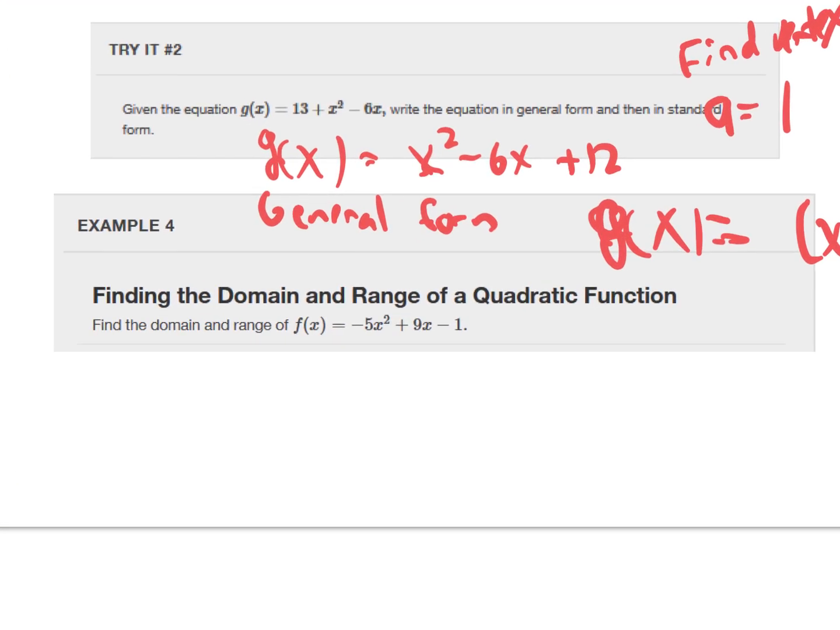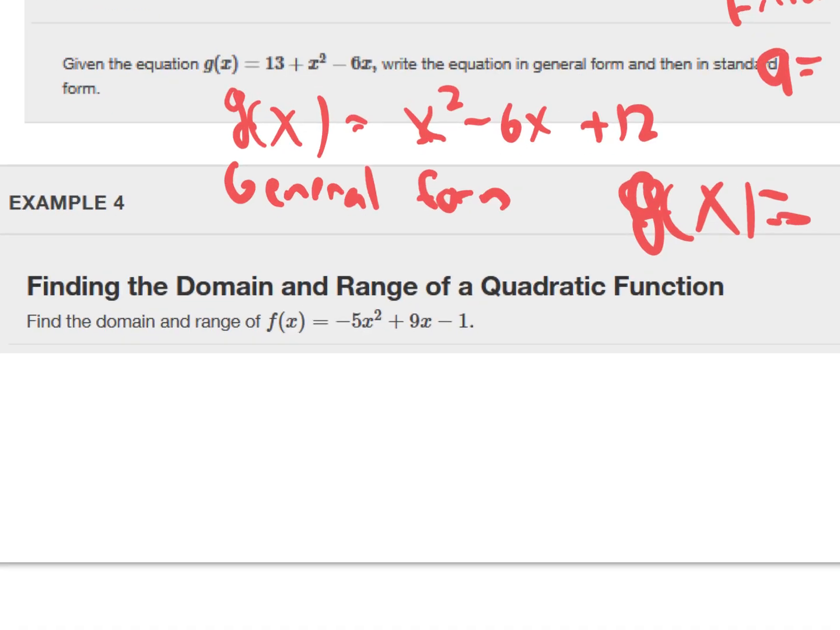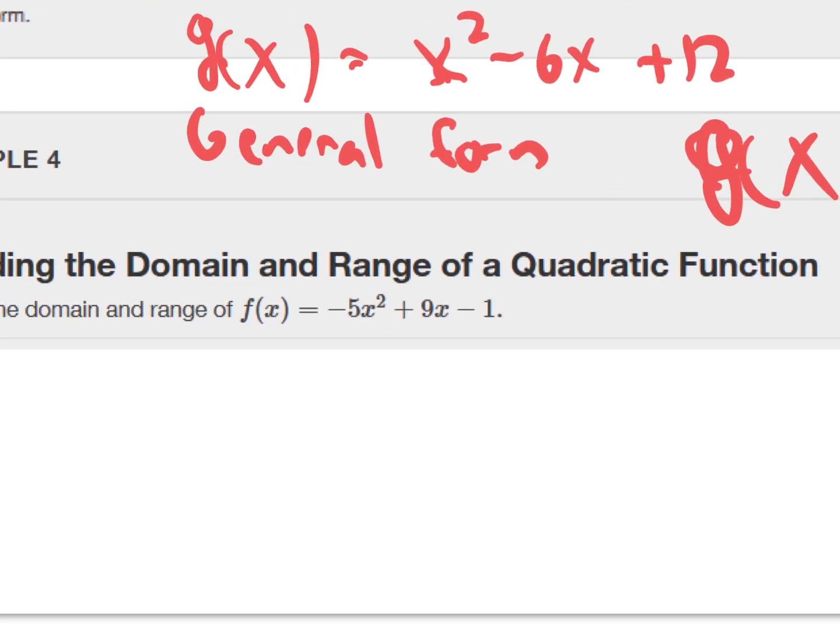Example 4, find the domain and range of this quadratic function. Just find the vertex. Because we already know what the domain always is. The domain for all quadratics, those parabolas, is all real numbers. So it's going to be negative infinity to infinity, or all real numbers.